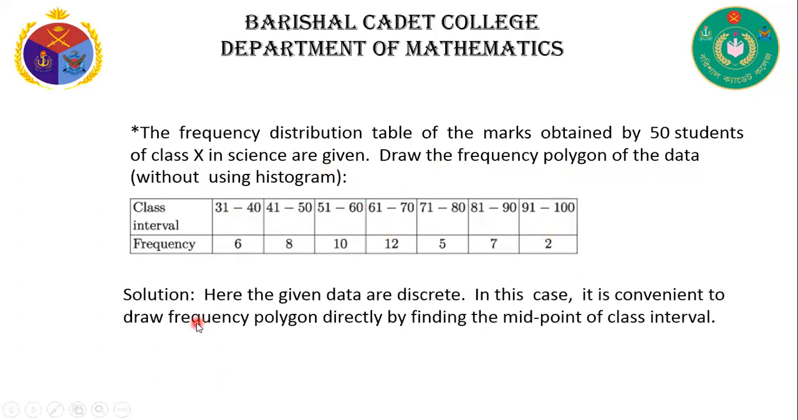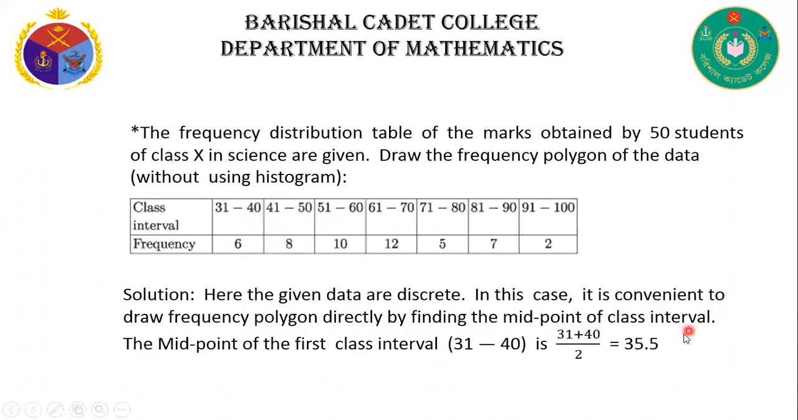Now the solution. Here the given data are discrete. You can see that one class ends at 40 and the next starts at 41. That's why we know this is discrete data. So it is convenient to draw the frequency polygon directly by finding the midpoints of the class intervals.